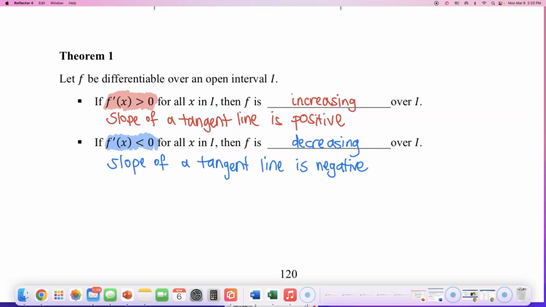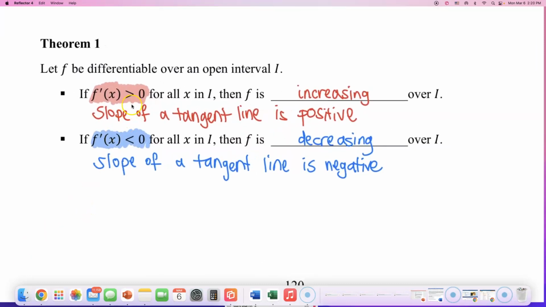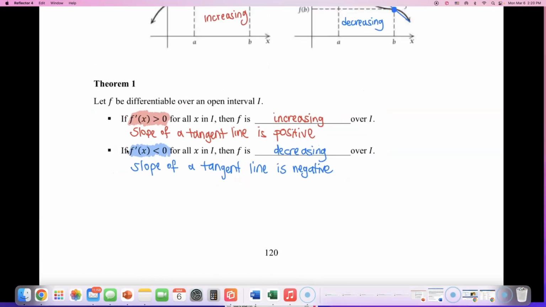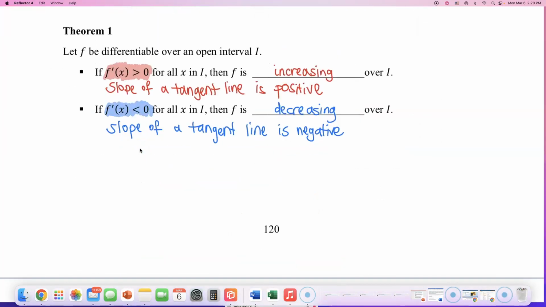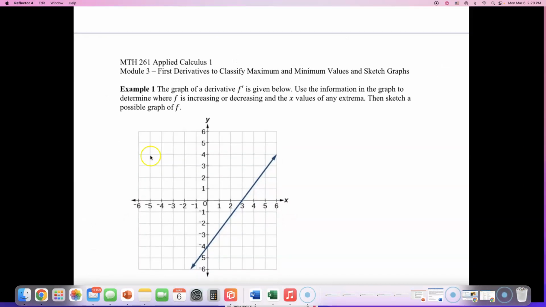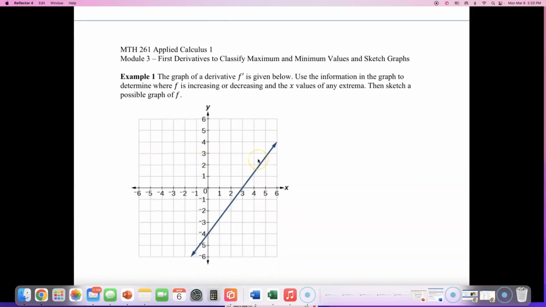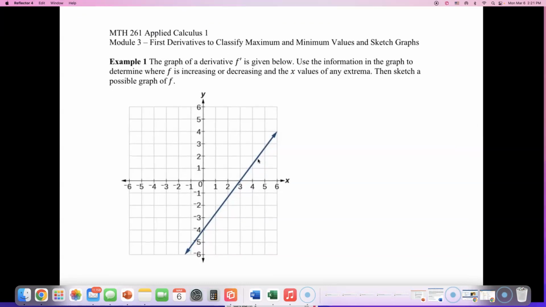All right, we're applying this theorem 1. Remember, functions are increasing when the derivative is positive, and decreasing when the derivative is negative, okay? We talked about that on page 120. Now, in this example, what they give us is the graph of a derivative function, and they're asking us to find where the original function is increasing or decreasing.